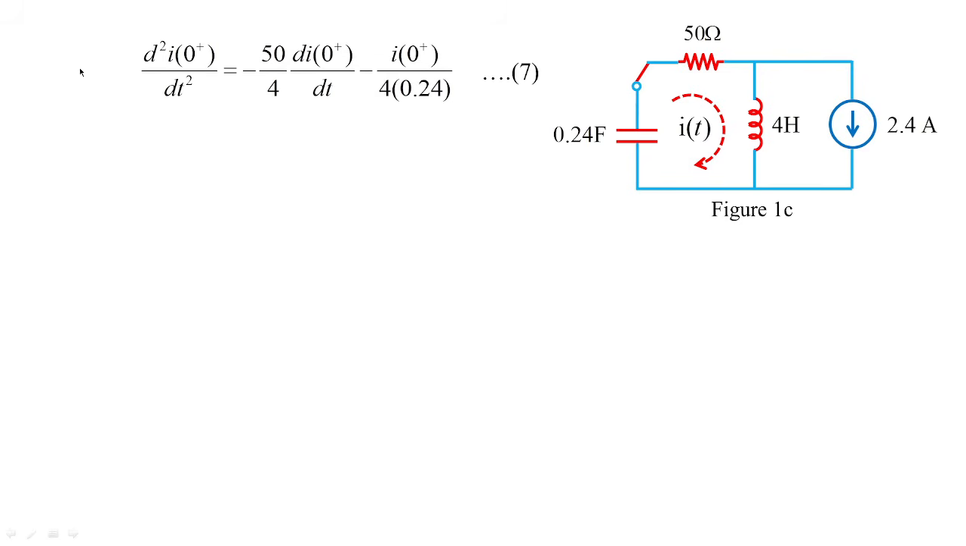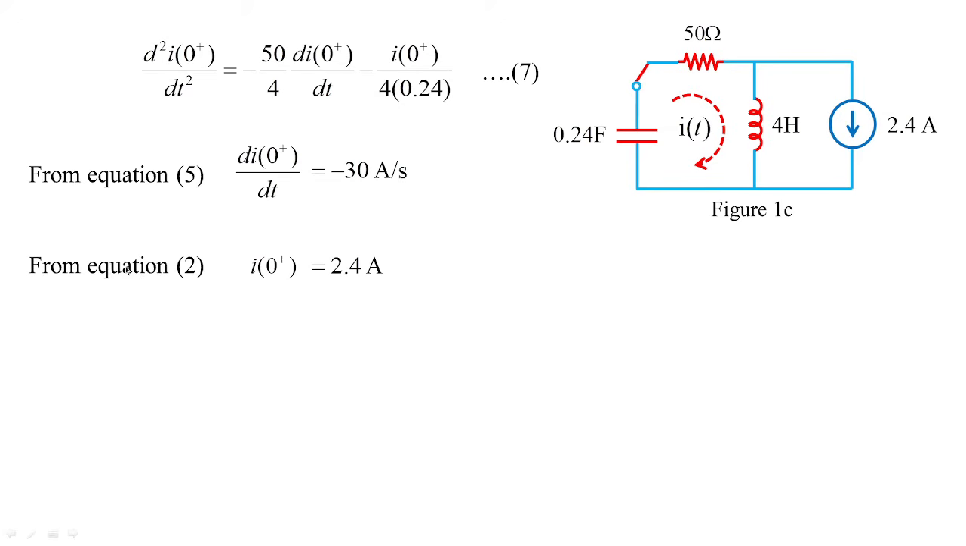Now at t equal to 0 plus, this equation 7 is framed. Wherever you have the known parameters, that is, I know the I of 0 plus value, I know the di by dt of I of 0 plus value. From equation 5 I know that di by dt of I of 0 plus is equal to minus 30 amperes per second. And from equation 2 we have I of 0 plus equal to 2.4 amperes. Now just substitute the values of equation 2 and equation 5 in equation 7.